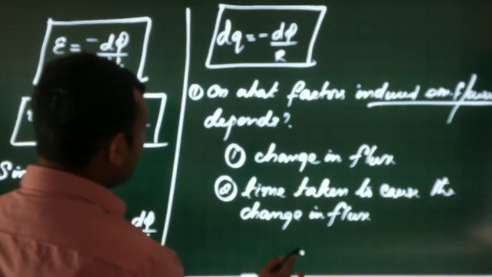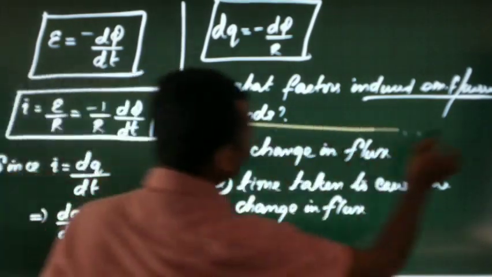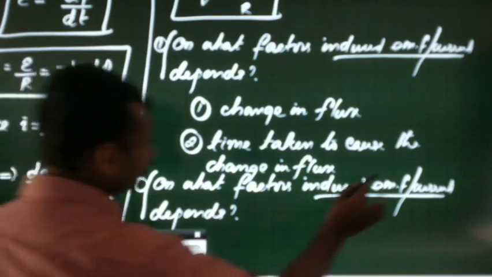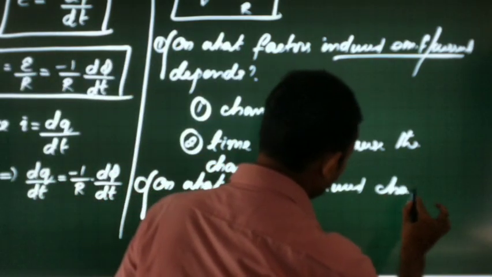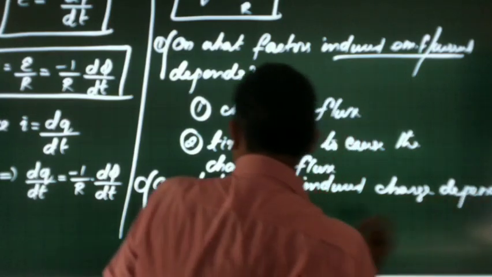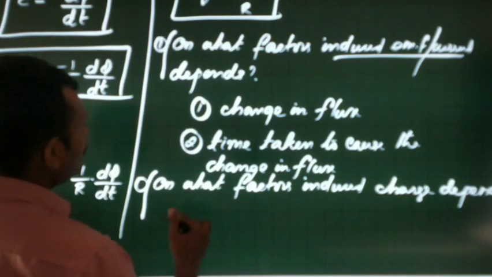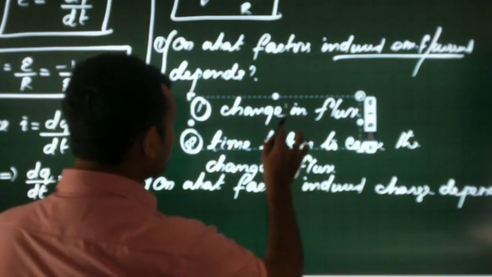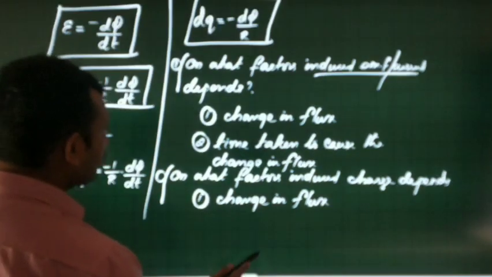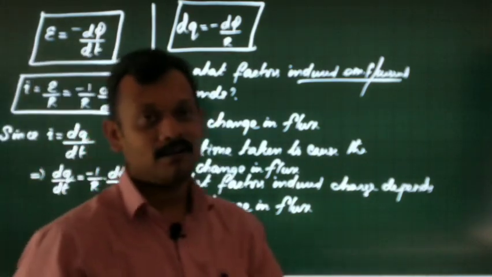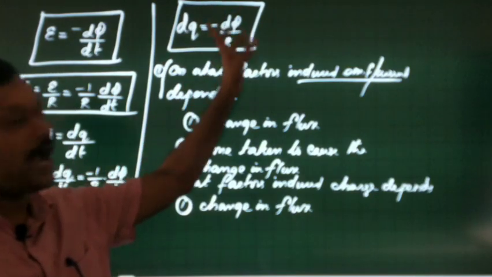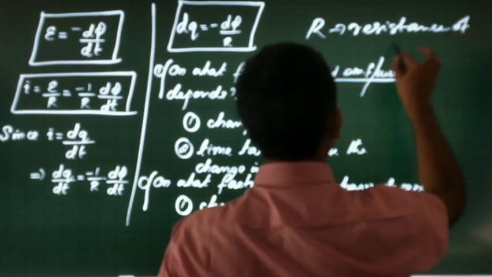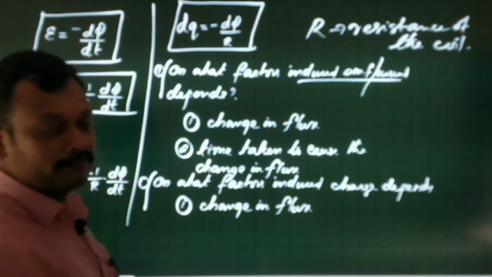Now, on what factors does the induced charge depend? Induced charge depends only on the change in flux. Why? Look at the equation dq is equal to minus d phi by R. So induced charge depends on the change in flux and the resistance of the coil. R is the resistance of the coil. So you have to understand this.